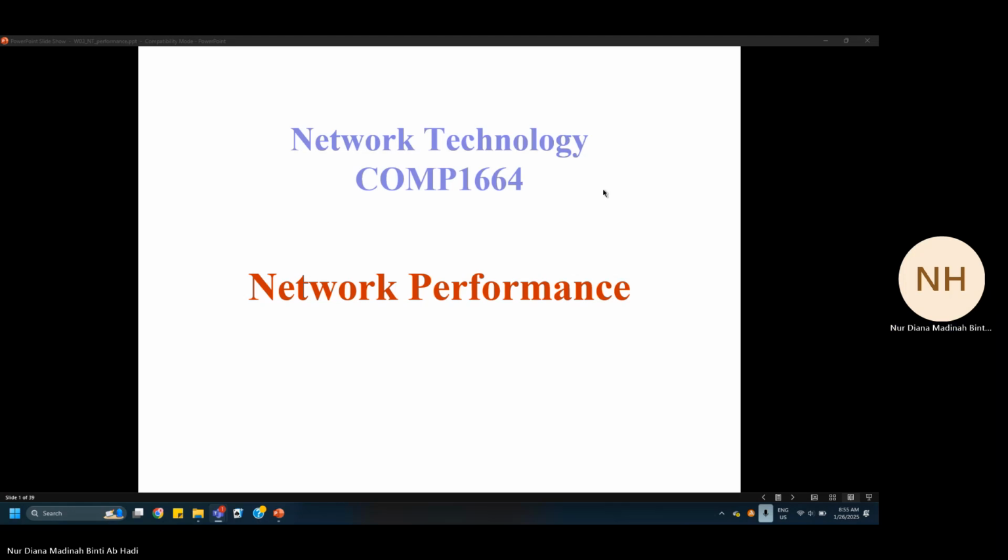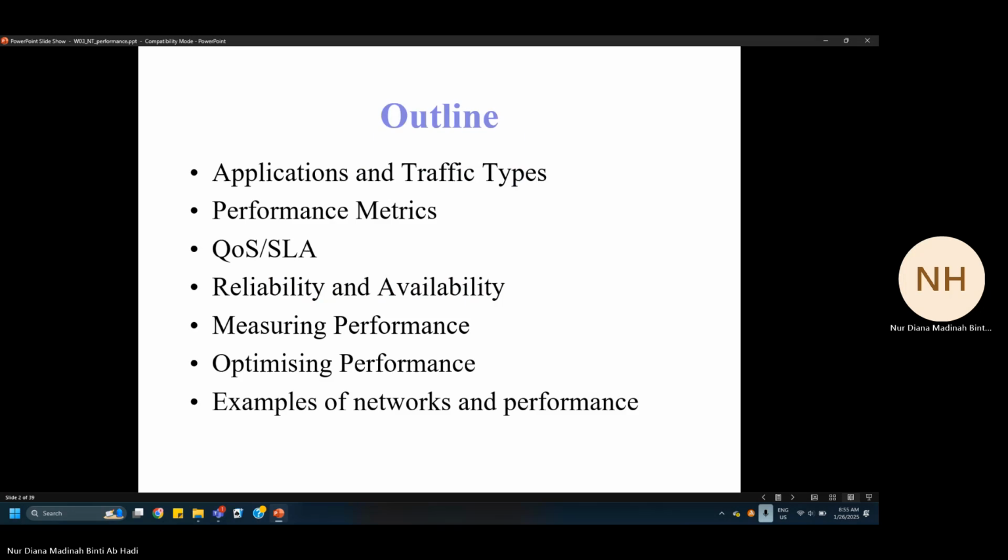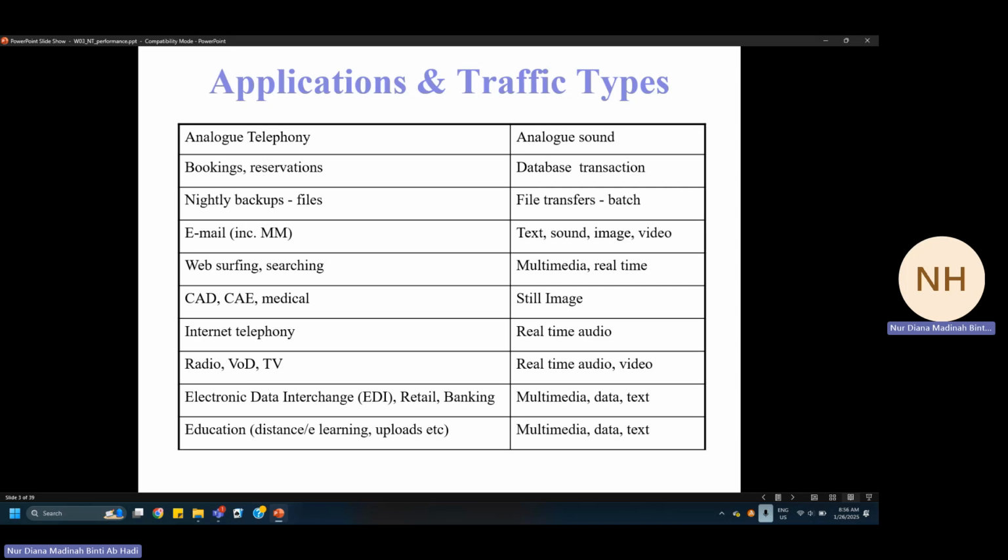So, network performance. Today we're going to learn about the application and traffic types, the performance metrics, the QoS or SLA. QoS stands for quality of service, while SLA is service level agreement. Then we will go into reliability and availability, measuring and optimizing your performance, and we're going to look at the network and performance example. So, application and types.